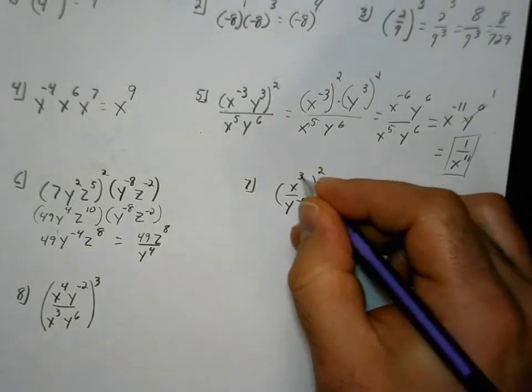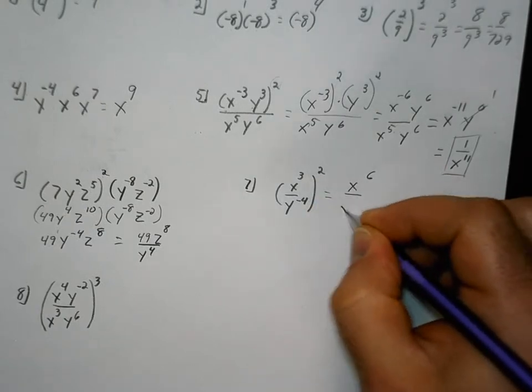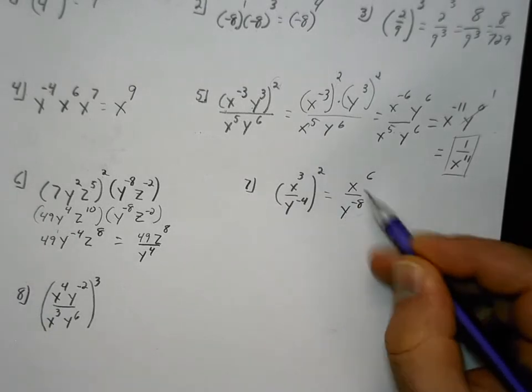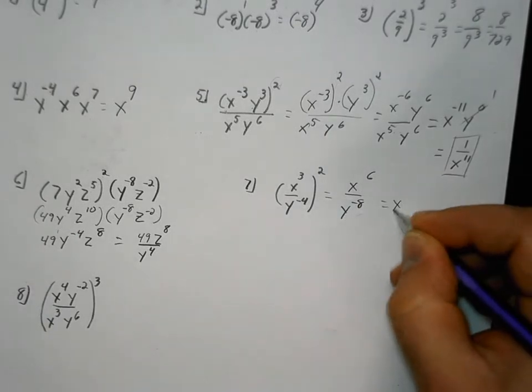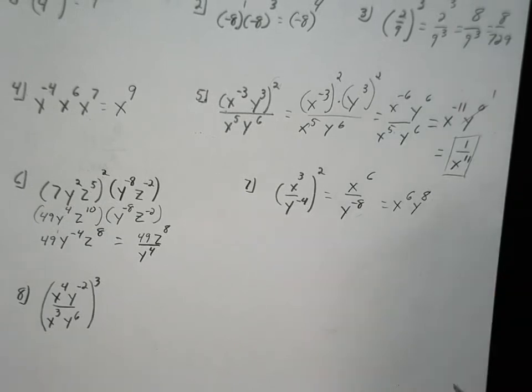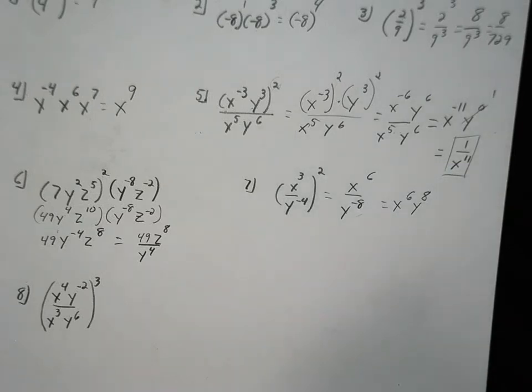Number 7. So we have to square everything. So we get x to the 6 over y to the negative 8. We have a negative exponent here, so we move it up. And so it's going to be x to the 6, y to the 8. Notice this one stays put because it's a positive exponent.